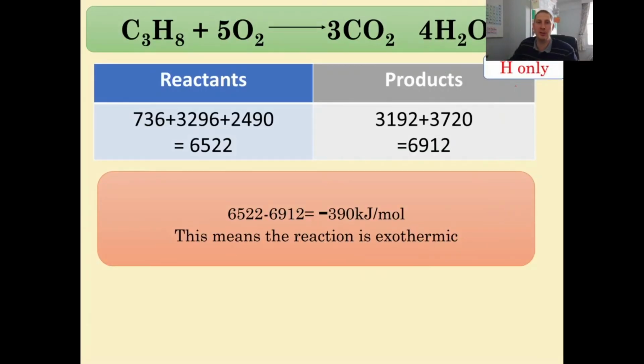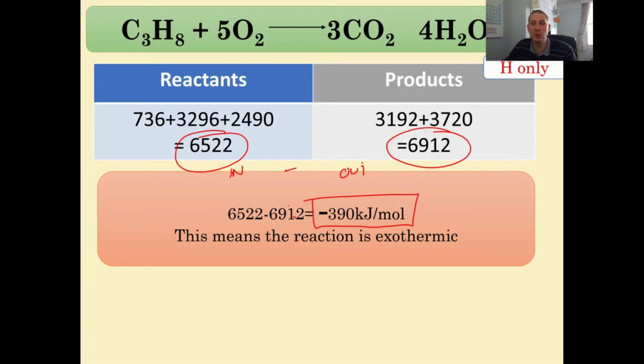Well, I hope you got that the energy in is 6522. If not, did you forget about the carbon-carbon bonds? And did you draw out those molecules first? Energy released is 6912. Overall, therefore, in minus out is minus 390 kilojoules per mole. The reaction is exothermic.